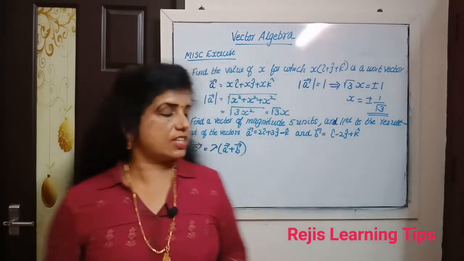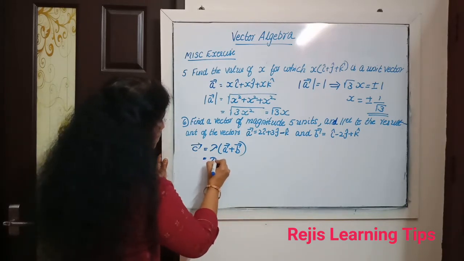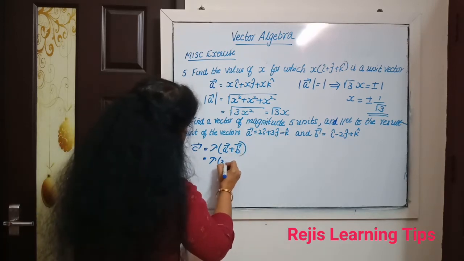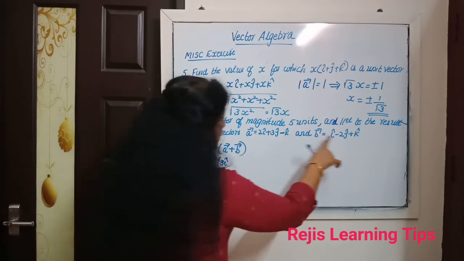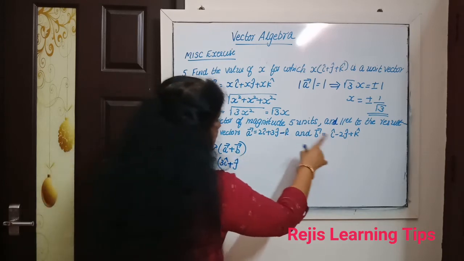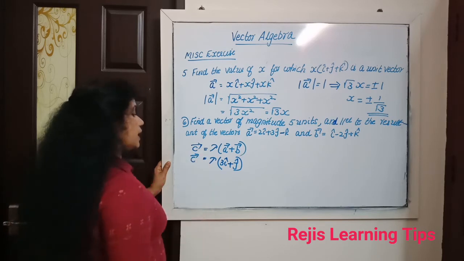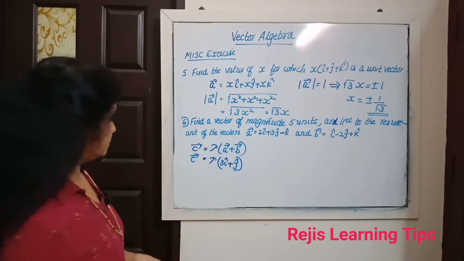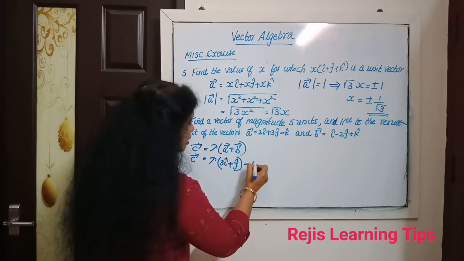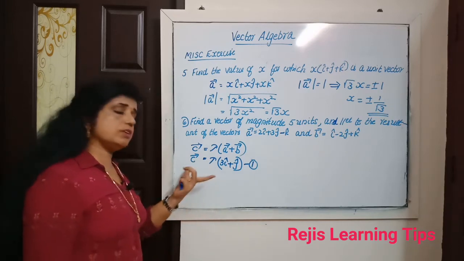Okay, same like this here, vector C is equal to lambda times of vector A plus vector B, that is equal to lambda times of 2i plus i, that is 3i cap, then 3j minus 2j, that is plus j cap, then minus k plus k, that is 0. So vector C is equal to lambda times of 3i cap plus j cap. This is the answer here. So we should find out the value of lambda and substitute here and multiply, then we will get the vector C.